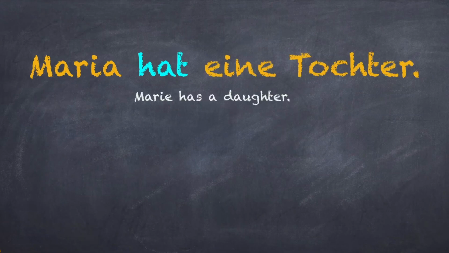Sometimes the pronoun isn't present in the sentence, like in the next one. Maria hat eine Tochter. Since Maria is feminine and singular, we will conjugate the verb according to the pronoun that can replace Maria in the sentence, which is sie, singular third person.